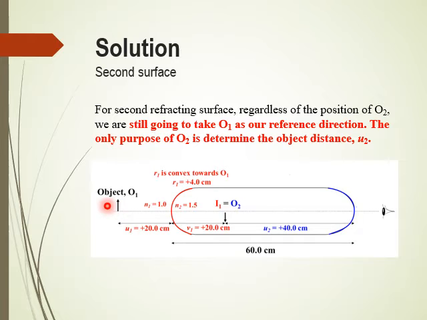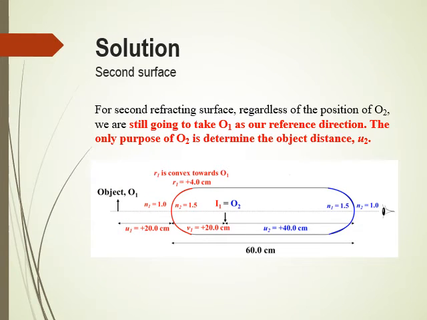Since O1 is located on the left-hand side, the left-hand side of the second surface would be our N1. So now my N1 is equal to 1.5, and the right-hand side of the second refracting surface would be N2. So N2 is now equal to 1.0. Remember, for N1 and N2, you determine the positions according to the position of the original object.